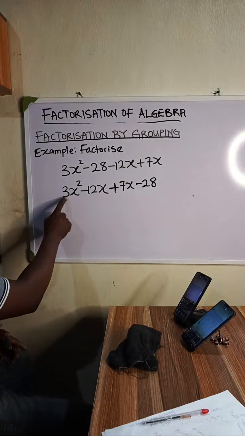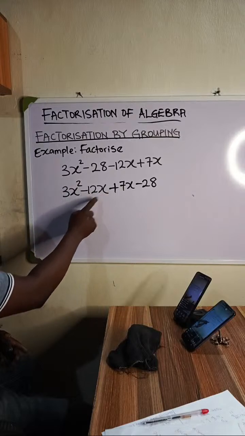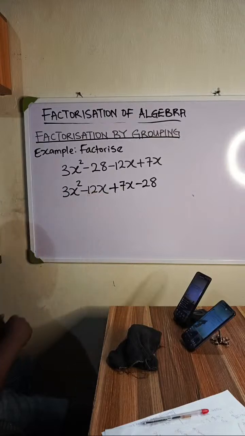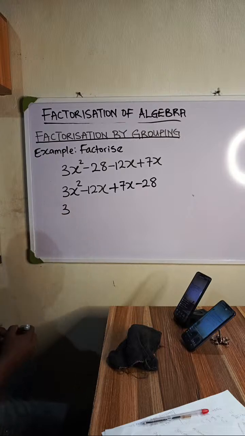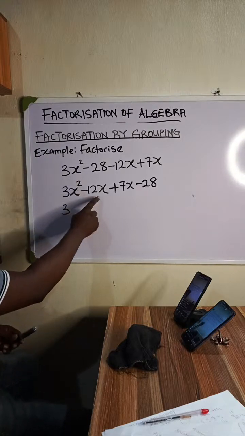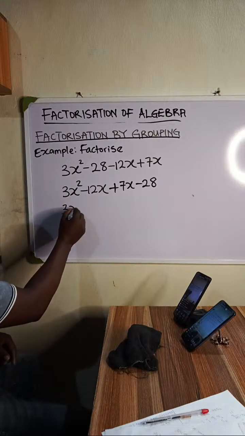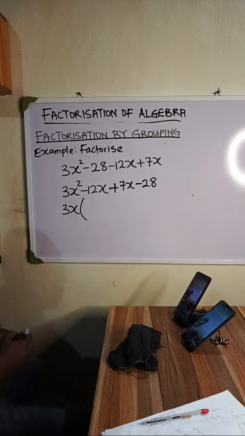So factorizing 3x squared and minus 12x, 3 and 12, 3 can divide both of them. So you have 3. X squared and x, what is common is x. Now you can open the parentheses.